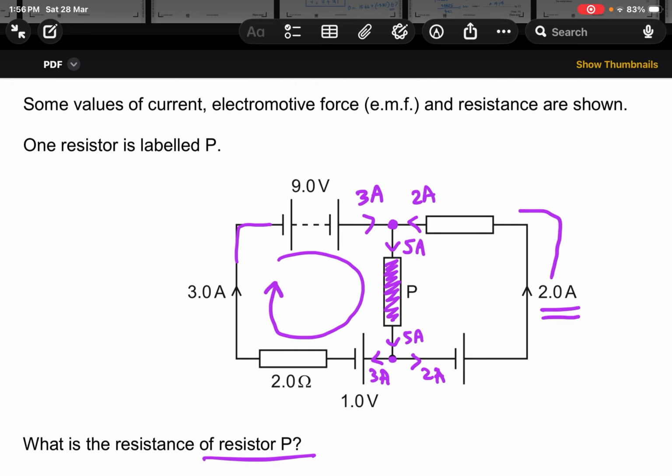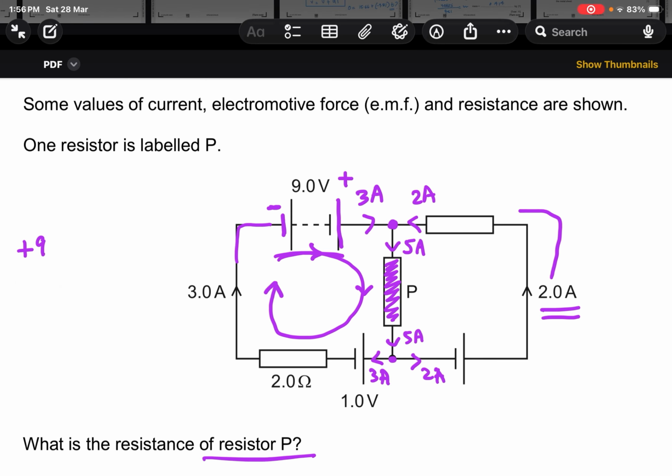Now using my junction, I know that the EMF drop and gain and everything is going to add up to 0. So firstly over here, when I move from the negative terminal of the battery to the positive terminal, I get a gain. This is my loop. This is the direction of my loop. So I'm moving in my loop. When I move from negative to positive terminal, I get a gain of voltage, that is plus 9.